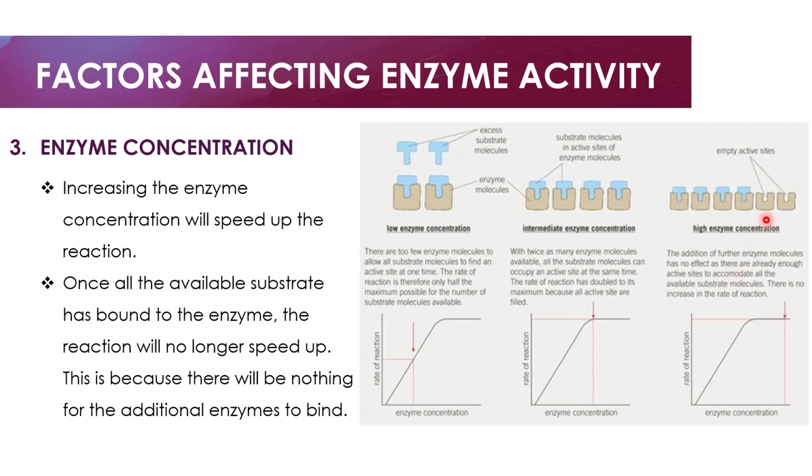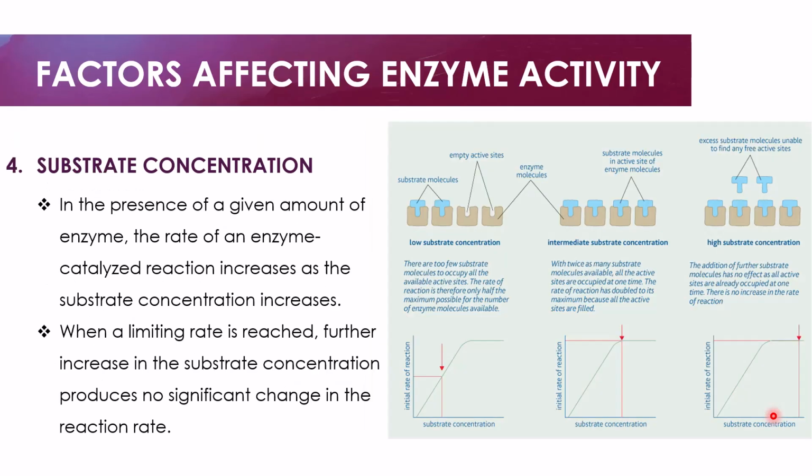So as we can see over here, we still have excess enzymes with their active sites not being filled. So what happens is that in this case, the rate of reaction will not increase. So the nature of the graph will look like this as seen over here. The next and the last factor that we are going to look at is substrate concentration.